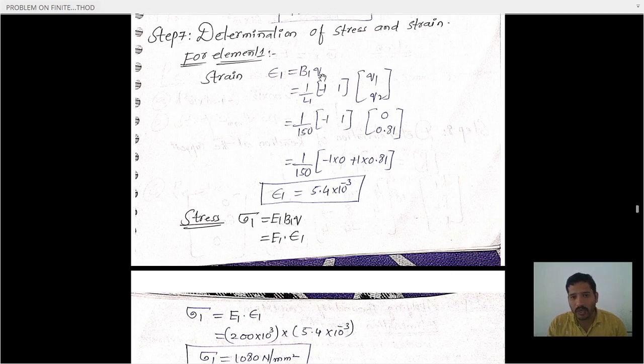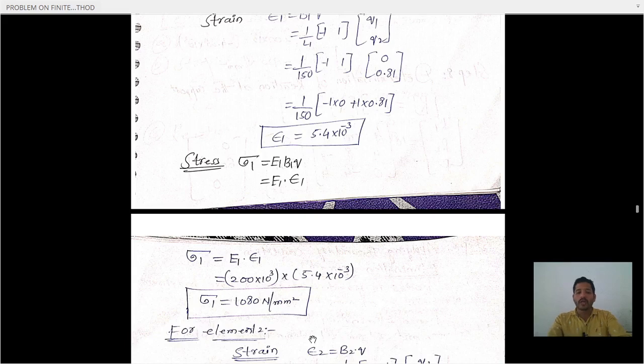That is B1 Q, the strain. The value we got here is 5.4 into 10 power of minus 3. Wherever E appears, you need to substitute this value. The modulus of elasticity, or Young's modulus, is given as 200 into 10 power of 3. Just multiply these terms and you get a stress of 1080 Newton per mm square. So the unit of this stress is Newton per mm square.